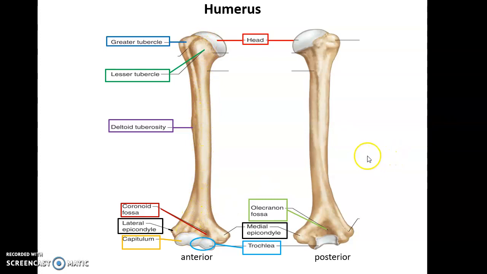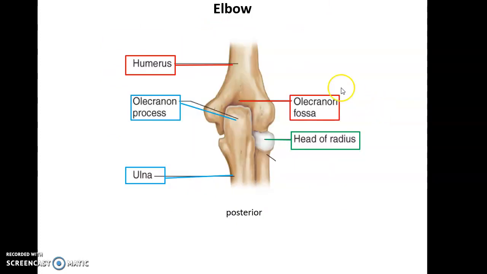If we flip it over to the posterior view, we can see a large depression on the back side called the olecranon fossa. Now it's worth noting that the way to know where the medial side of the humerus is, is to remember the head of the humerus always faces medially. Head of the humerus facing medially, so this is the medial epicondyle. At the elbow joint, we have the humerus coming together with the ulna and the radius, with the ulna's olecranon process fitting into the olecranon fossa of the humerus.